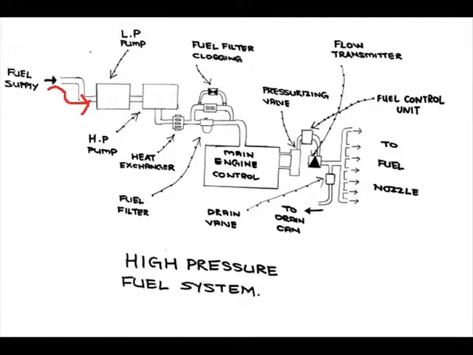Fuel enters the system from the fuel supply and then passes through a low pressure pump and then through the high pressure pump where it is pressurized up to several hundred psi. From the high pressure pump, the fuel enters a fuel/oil heat exchanger which is used to cool the oil. The fuel filter is next in the flow path to the engine. The filter has a bypass valve that will bypass fuel if the filter becomes clogged.